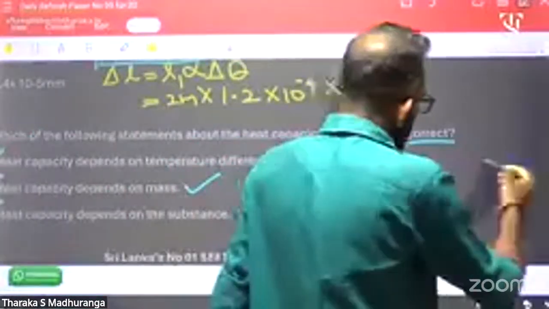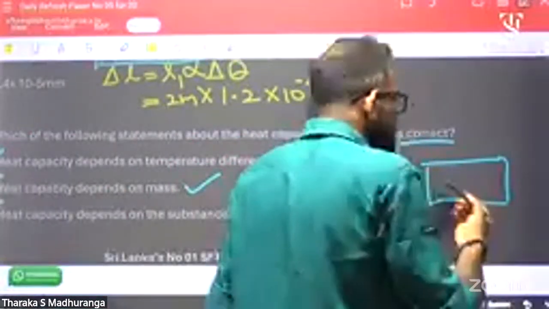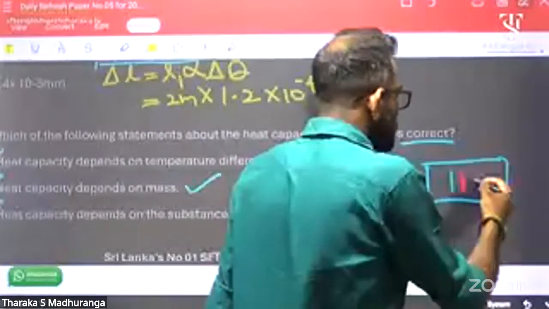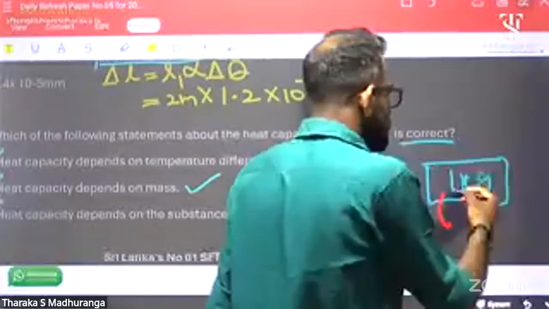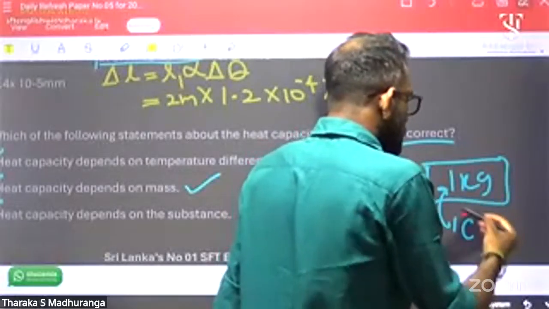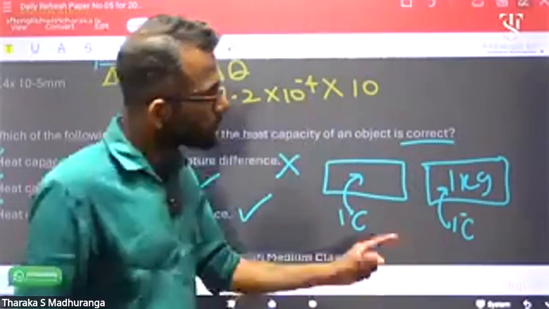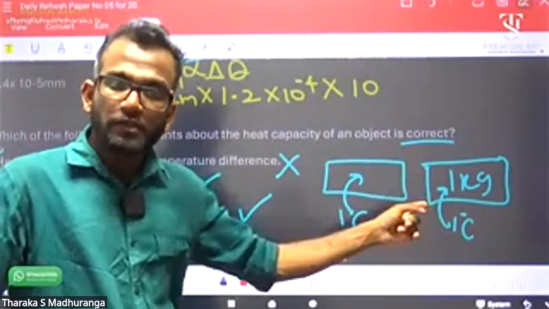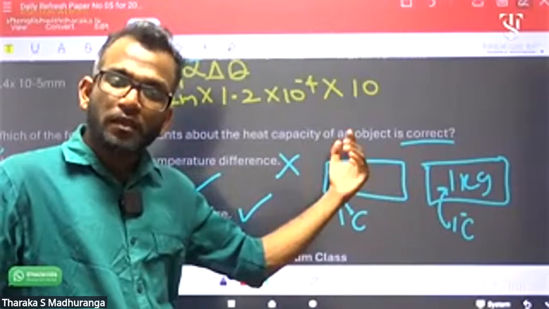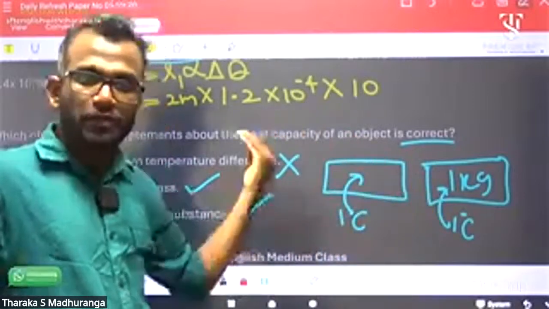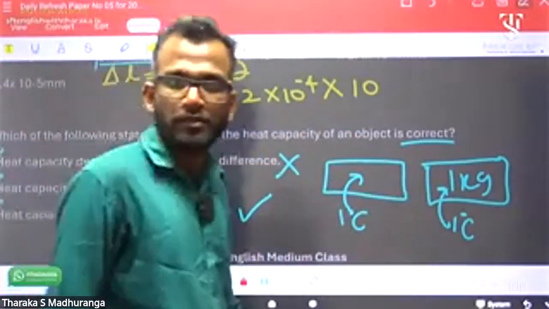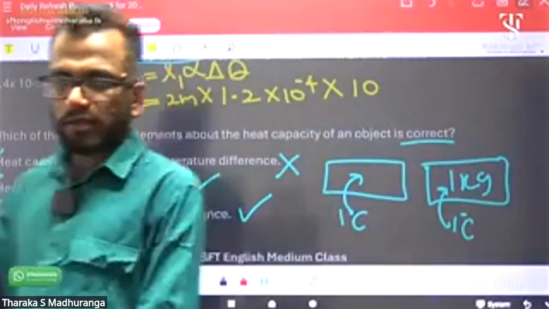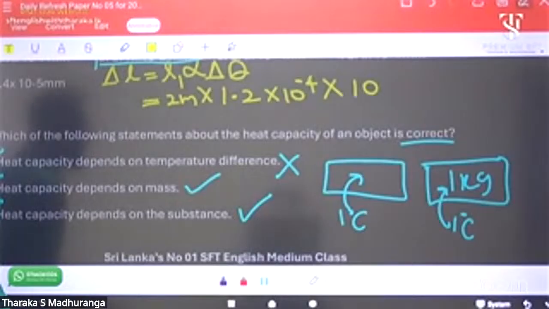But if you take specific heat capacity, it is the same: the amount of heat required for unit mass to increase the temperature by 1 Celsius. In specific heat capacity also we consider 1 Celsius. Therefore, temperature difference is not effective. Understood or not? Habib.